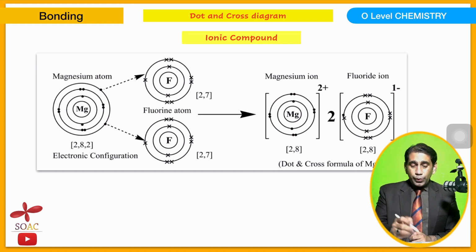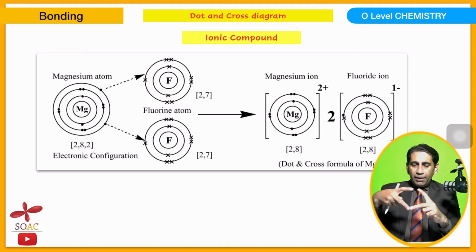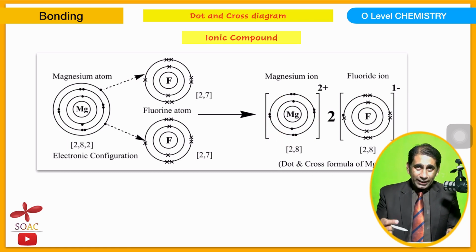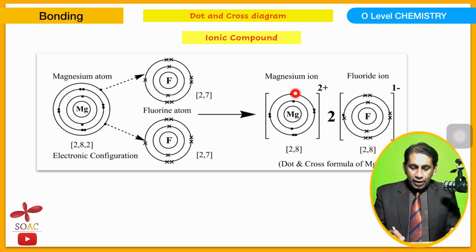The same is the case with fluorine, but opposite. Each fluorine atom gains one electron. One magnesium loses two electrons, and two different atoms of fluorine come and each receives one electron to complete its octet. Now the magnesium has a complete outermost shell. Now it has one less shell: this magnesium has two shells, whereas initially it had three. So now this is the outermost shell.